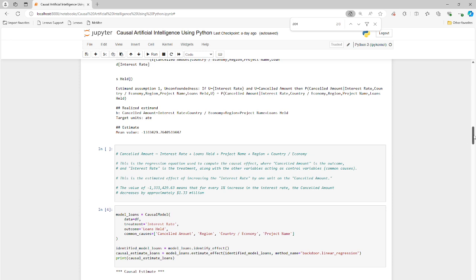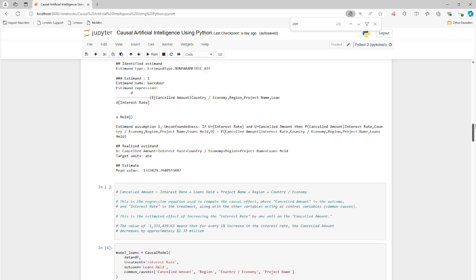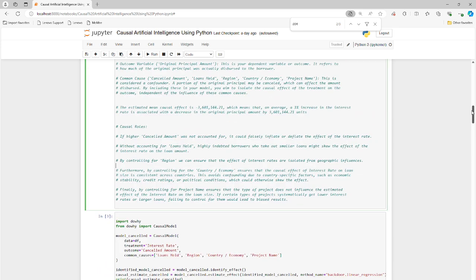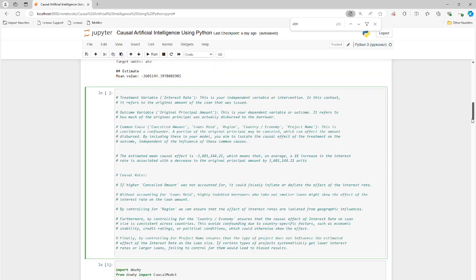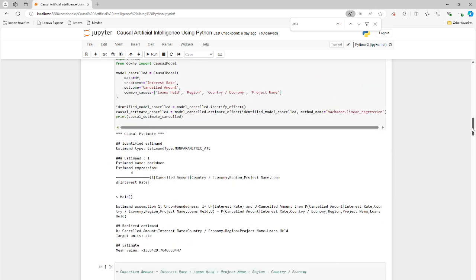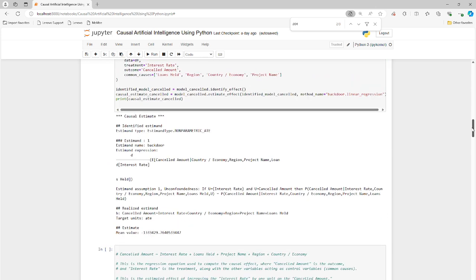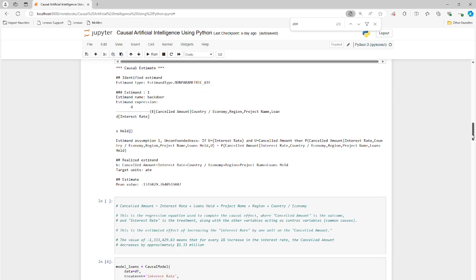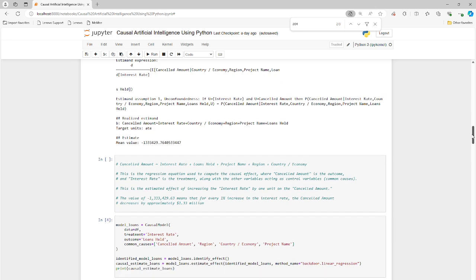So just to explain that, we have a similar scenario, just changing some of the inputs slightly. Again, we have the interest rate as the independent variable, the canceled amount as the dependent, and then the common causes is what we're controlling for. This is loans held, region, country, economy, and project name. We run the model, we get negative 1.3 million.